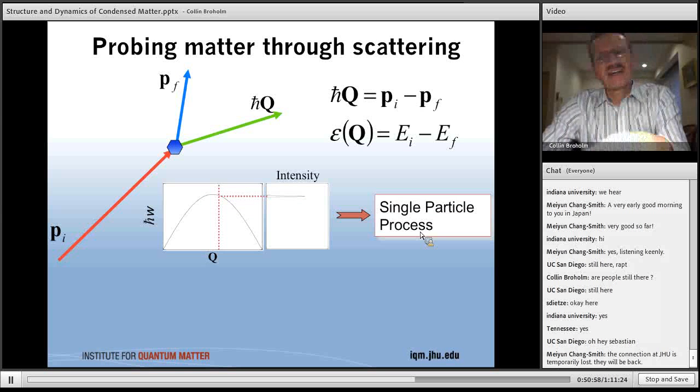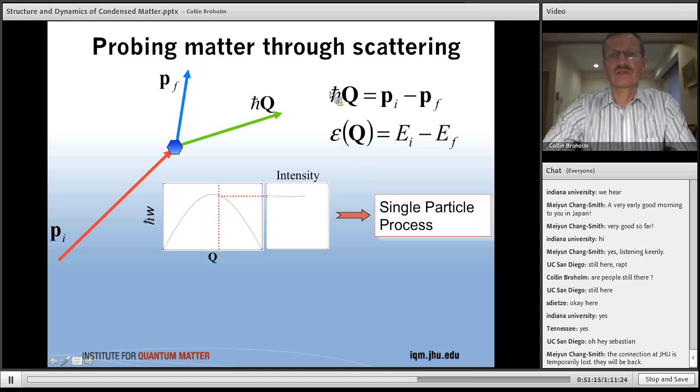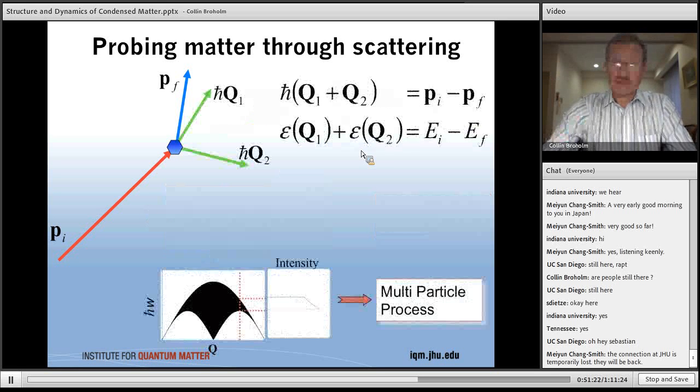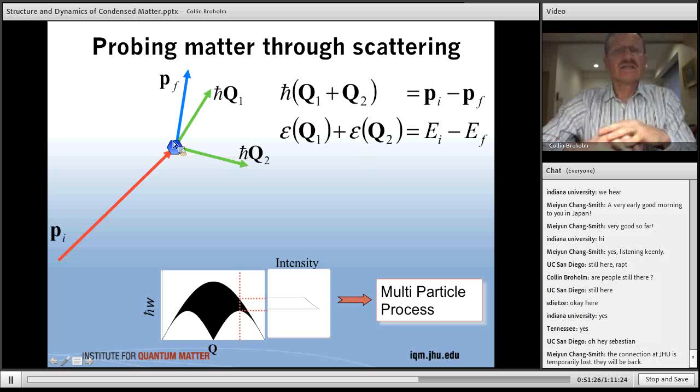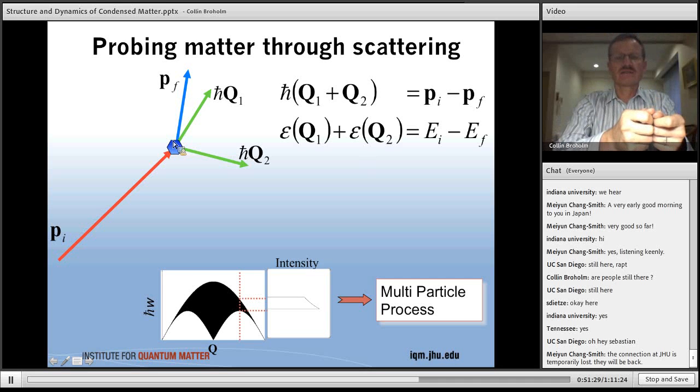And first, this is the familiar case that we just described, in which in the process of scattering, I create a quasi-particle. And then by tallying up the energy transfer and the momentum transfer, I can then trace out the trajectory of this so-called dispersion relation that characterizes the single particle process. Now, there's also the possibility that there is no such single particle scattering process possible. And I'm going to give you a specific example of that.